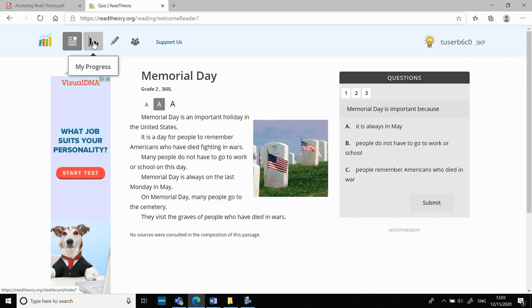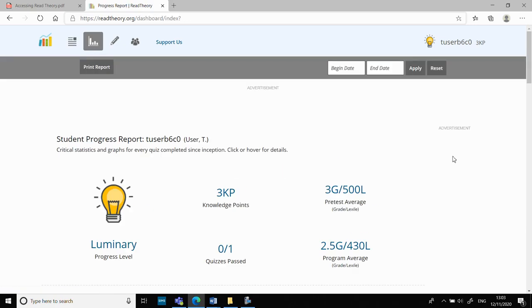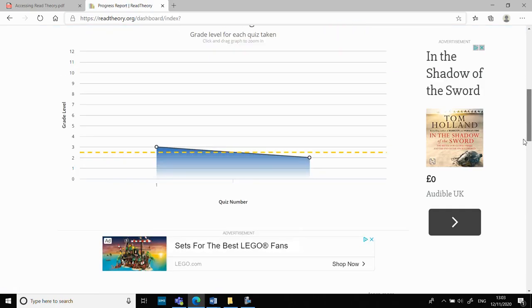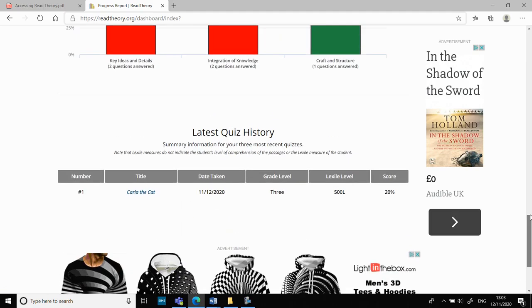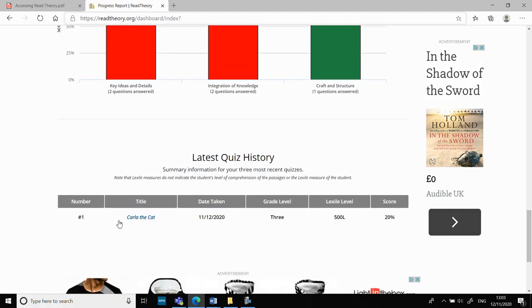There's lots of things it shows you. If you click on My Progress, you can see down the bottom it keeps all your scores for you. There you see Carla the cat I did very poorly on, so I just guessed. And then we as teachers can see that too. So if you get lots of 100% or 80%, 90%, we can see that as teachers and see how well you've done.